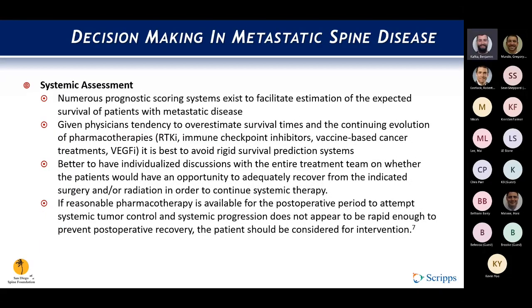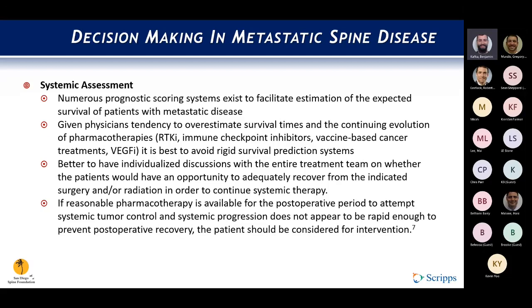And out there, as Dr. Barrett pointed out in his talk, there are numerous prognostic scoring systems to help us estimate the expected survival of these patients, but these are very difficult to keep up to date. They've tried to update them, but again, the technology and the chemotherapeutics are moving so quickly that it's very difficult. So our tendency as physicians is to overestimate how long these patients are going to live.